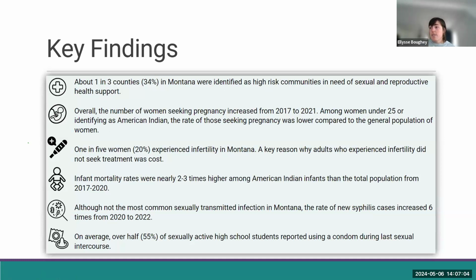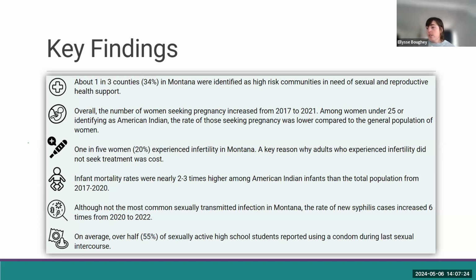Number 3, 1 in 5 women experience infertility in Montana, and a key reason why adults, both men and women, who experienced infertility did not seek treatment was due to cost. Number 4, infant mortality rates were nearly 2 to 3 times higher among American Indian infants than the total population.